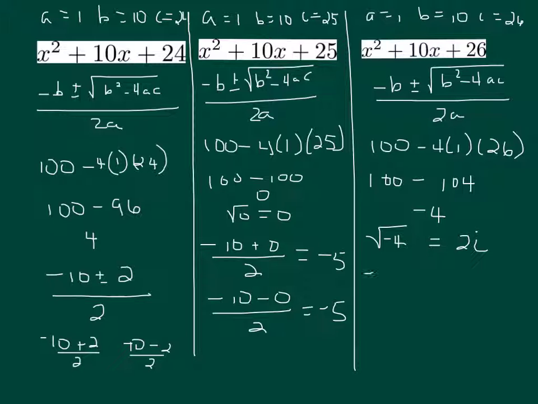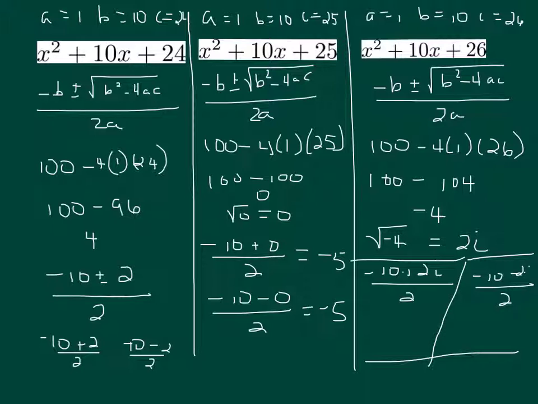So basically, you're going to do that twice. You're going to get negative 10 plus 2i over 2, and you're going to get negative 10 minus 2i over 2. Which gives you those two solutions, but they're not real. They're imaginary. And that's because your discriminant was negative. So those are the three different cases, and that's why it happens.